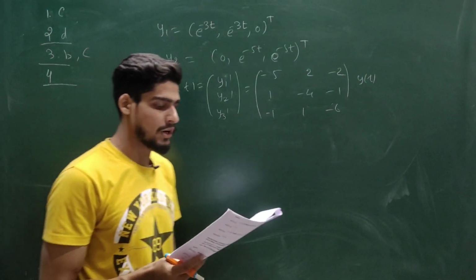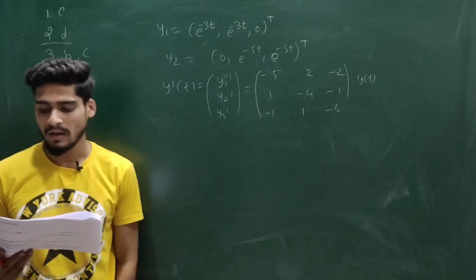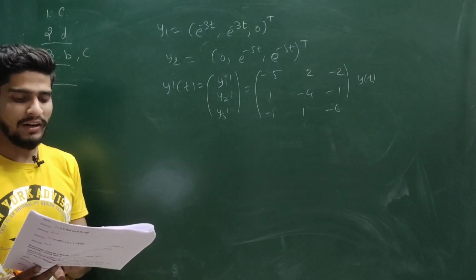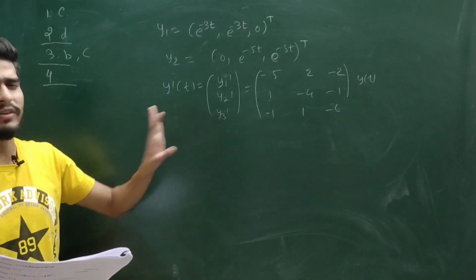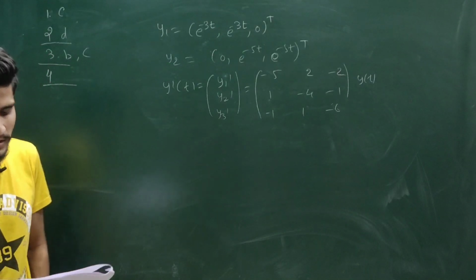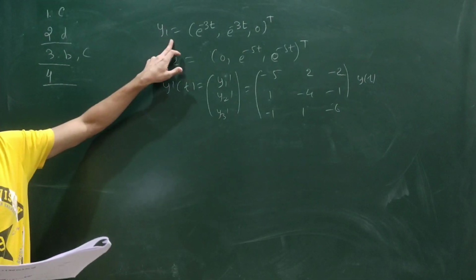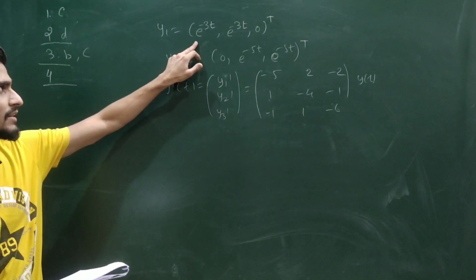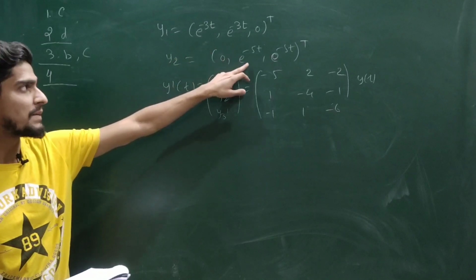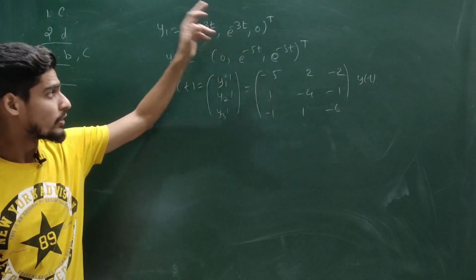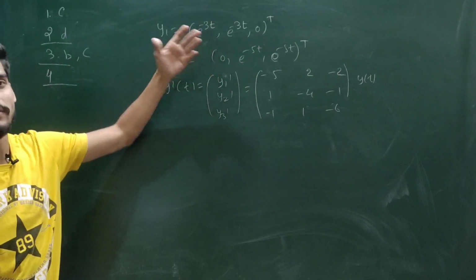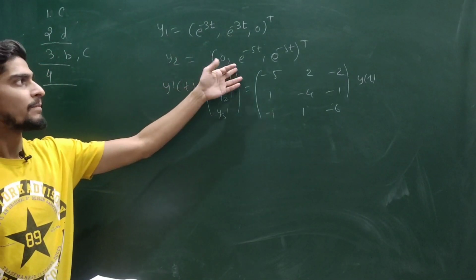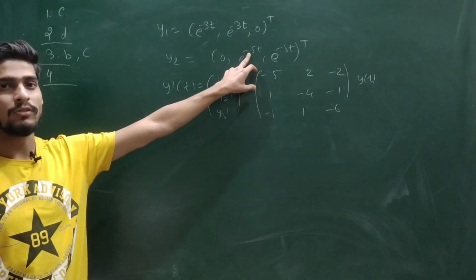Option B, y1 and y2 are linearly independent but do not form a basis for the set of all solutions of star. See, y1 and y2 do not form the basis, that is clear, because we need 3 vectors for forming basis. Are they LI, y1 and y2? See, this is e power minus 3t factor, this is e power minus 5t factor. You cannot generate this vector from this vector by multiplying any constant, because if you multiply with any constant, you cannot change this minus 5 to minus 3.